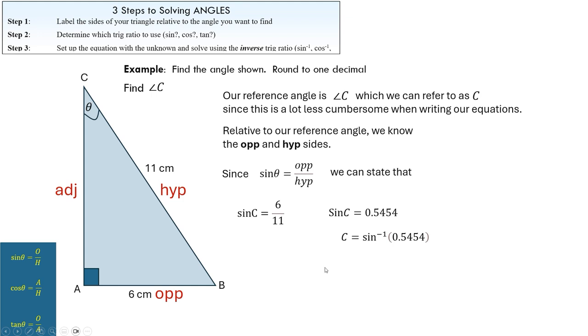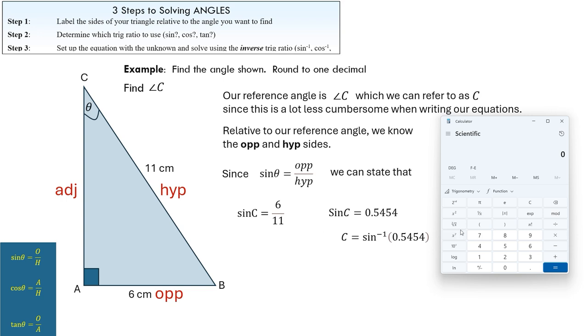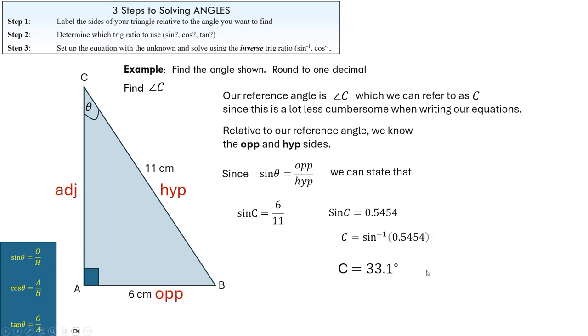And if we punch this into our calculator, I'll put in 0.5454, go up to my second and get the inverse sine, and it gives me an angle of 33.05, which will round to 33.1. Therefore, angle C is 33.1 degrees.